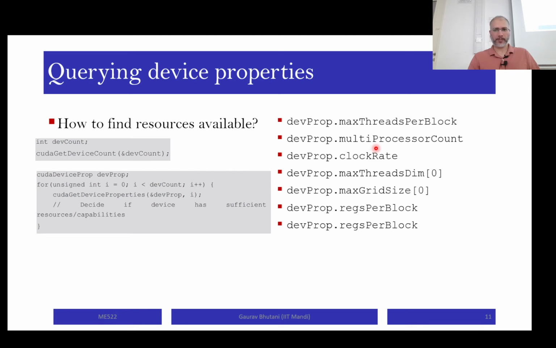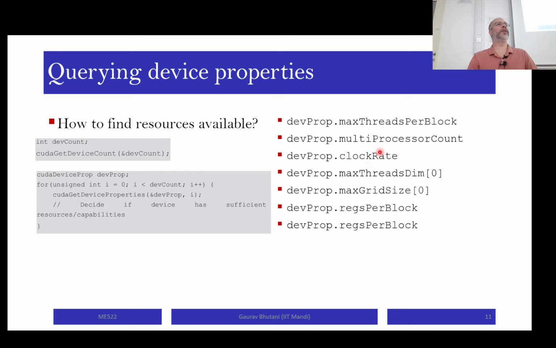Next is multiprocessor count, then clock rate, max threads dim, max grid size, registers per block possible. Well, this is I think the same. So, for example, clock rate. We never talked about it, but clock rate is your cycles per second. Like a CPU doing 3.2 gigahertz, that is a clock rate. So, if you want to know how good a GPU you have in terms of how fast a given core is, then you can read the clock rate, which will be in hertz or cycles per second.